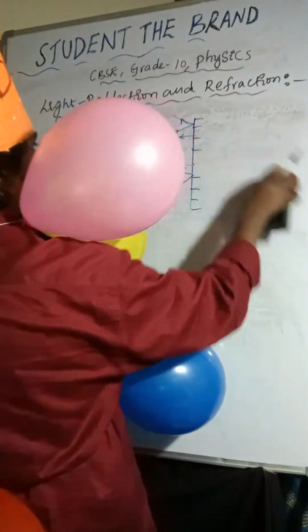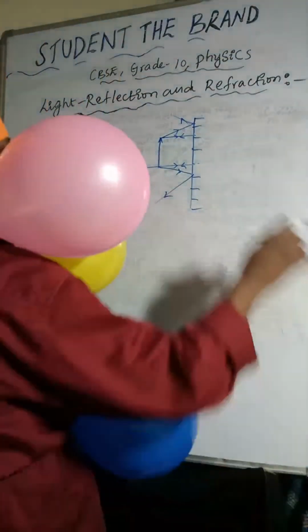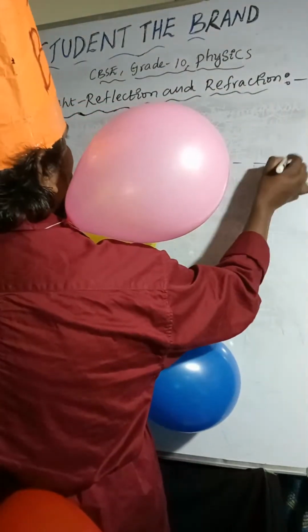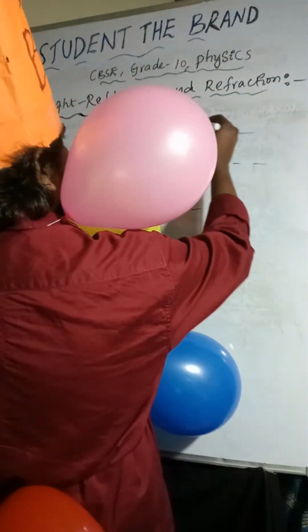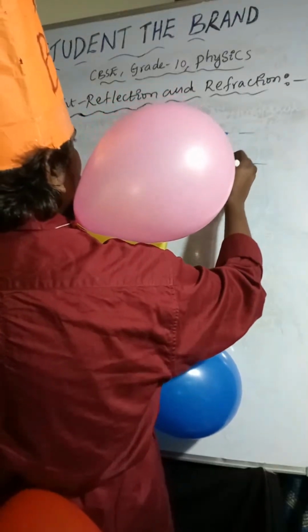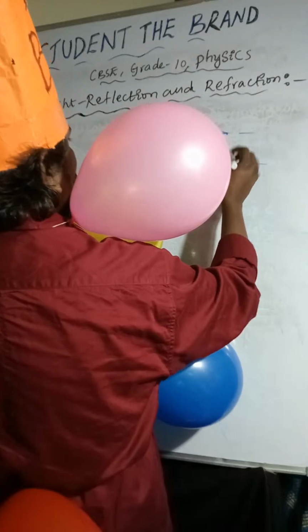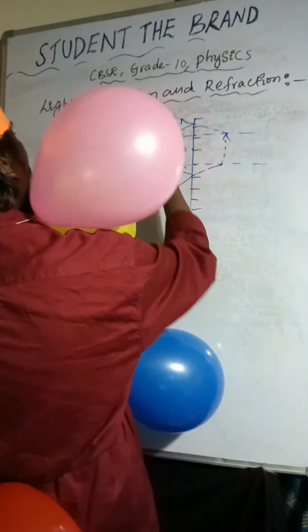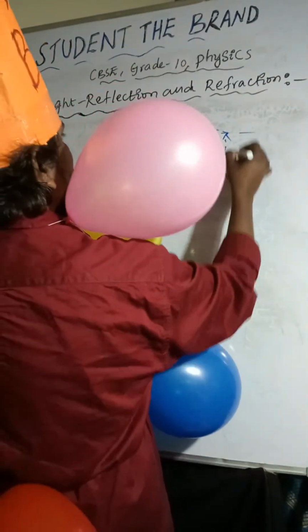In a plane mirror, what type of image will form? So we are extending these light rays. These light rays will extend. The image will form here. Okay, so A, B, and A dash, B dash.